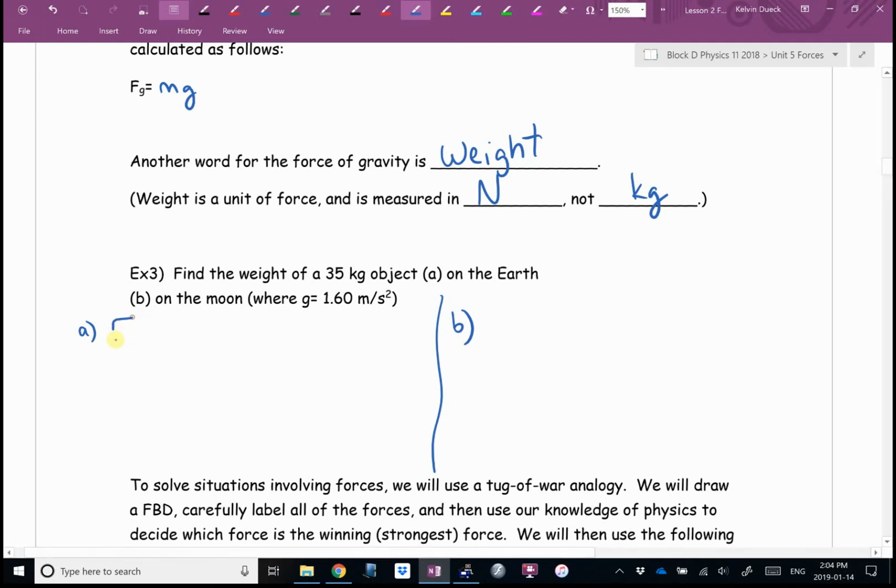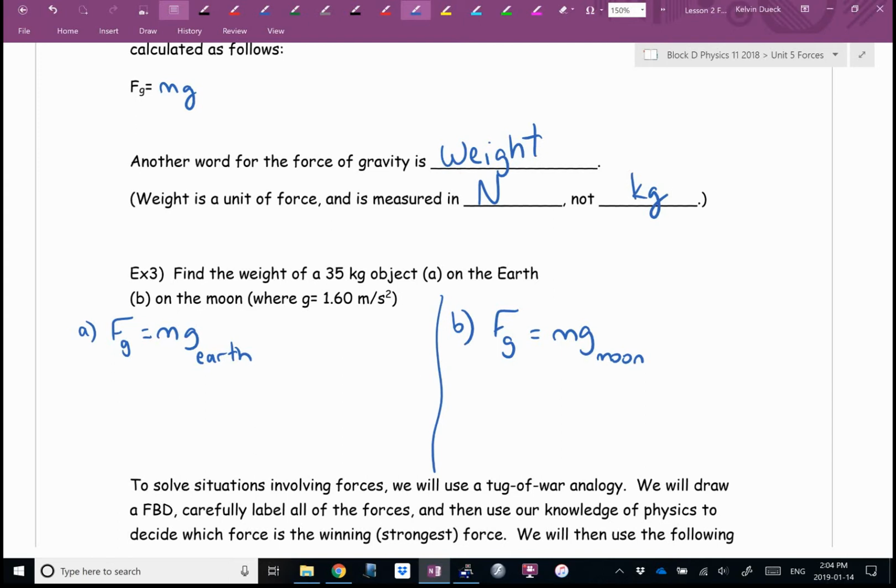So all of us, let's write down Fg equals mg, and then I'm going to put a little Earth. And on the moon, Fg equals mg, and I'll put a little subscripted moon. Does your mass change on the moon? No. What changes? The acceleration due to gravity and your weight. Your mass doesn't change. Your weight changes. The force of gravity pulling on you changes.